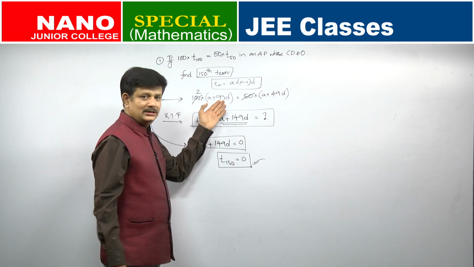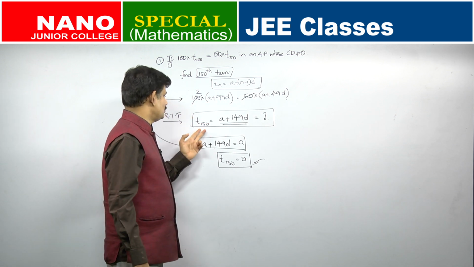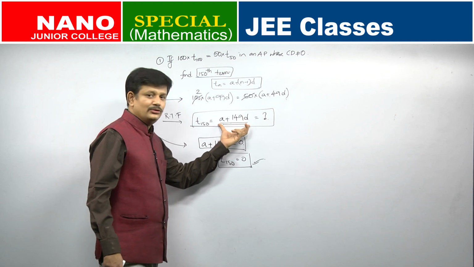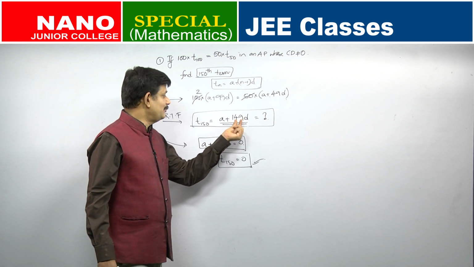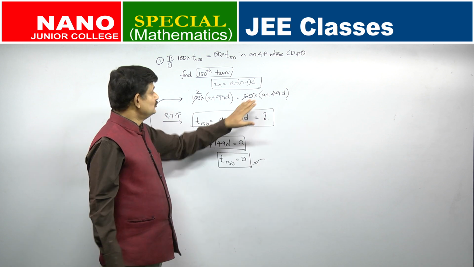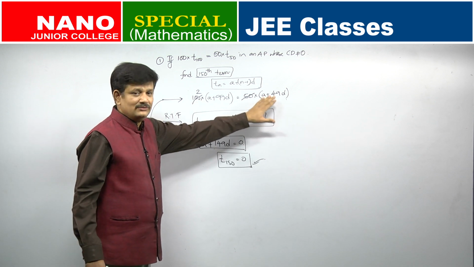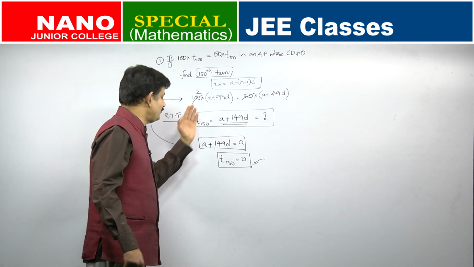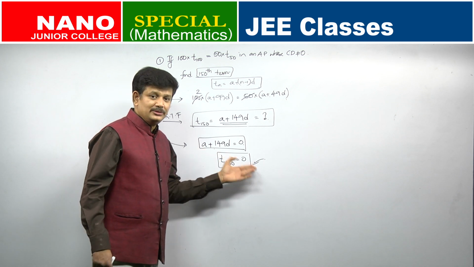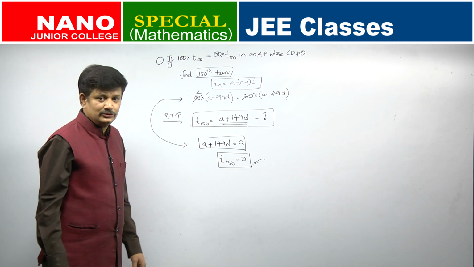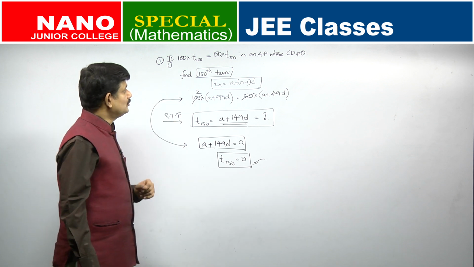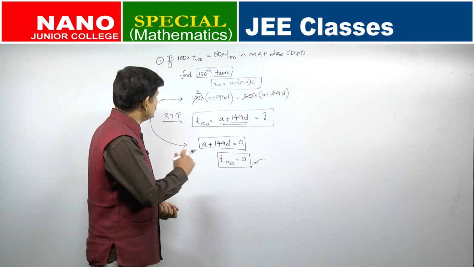So, you will not be able to find them. You have to focus on what you need to find, which is a plus 149 into d. The paper setter is bound to give you an expression which simplifies into that. So, focus on simplifying this equation. What you get from here is a plus 149 d equal to 0. This is how you have to solve questions on arithmetic progression. We will look at some more questions.